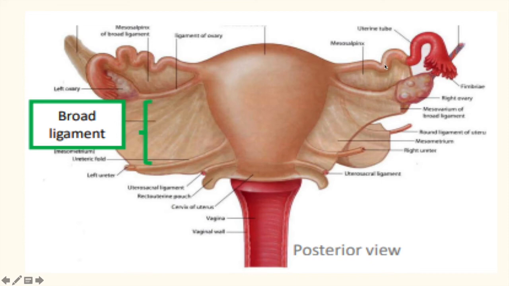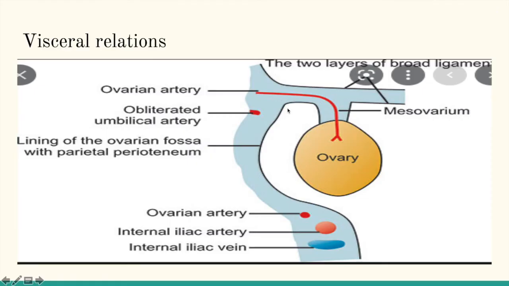Here you can see the thin dilated ampulla, which is related to the anterior border, upper pole and medial surface. This is the lateral wall of the ovary, where it rests in the ovarian fossa, and it is lined by parietal peritoneum. This is the anterior border having the mesovarium. Along with that, it is related to the umbilical artery. Through that mesovarium, the ovarian artery reaches the ovary to supply it. Apart from that, the anterior border is related to the obliterated umbilical artery. So by this we complete the visceral relations of the ovary.